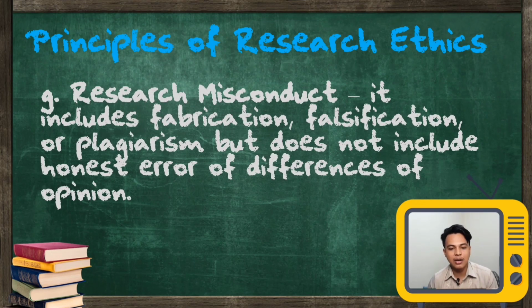Then, next principle is research misconduct. So, it includes fabrication, falsification, or plagiarism, but does not include honest error of differences of opinion. So, in research misconduct, again, we do not fabricate the result of our research. We do not falsify information. We do not plagiarize. We do not copy intellectual properties or copyright protected works, no? We do not copy texts, no? And outcomes or outputs or data from other researchers without properly citing or acknowledging the original author.